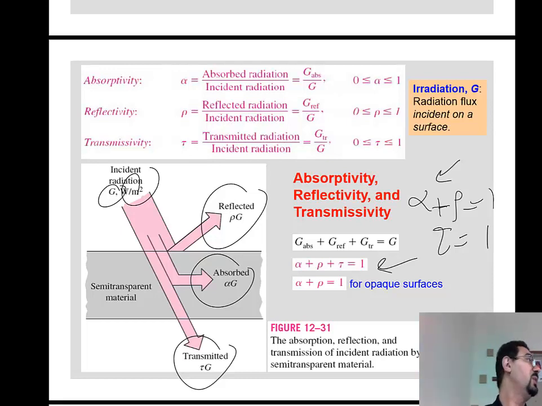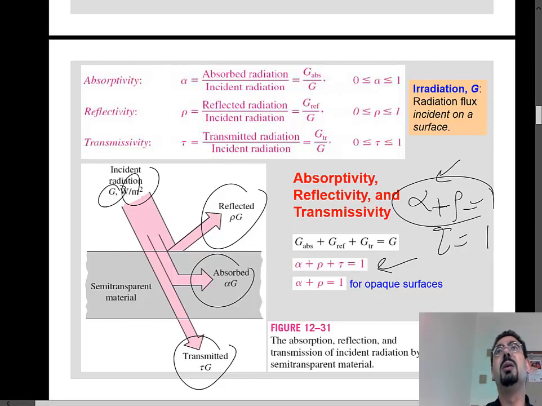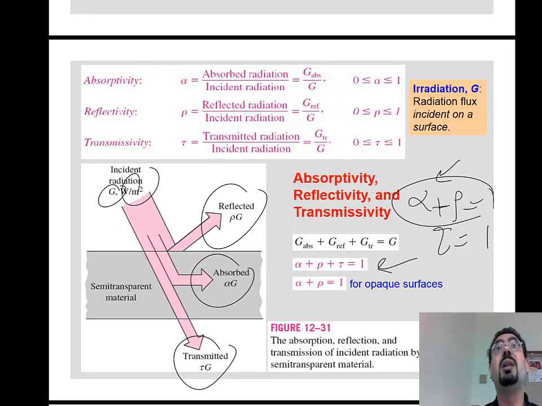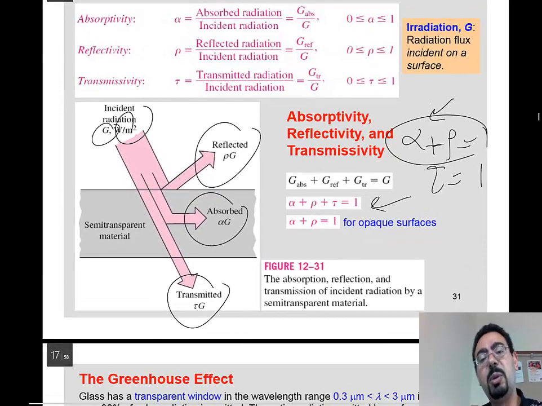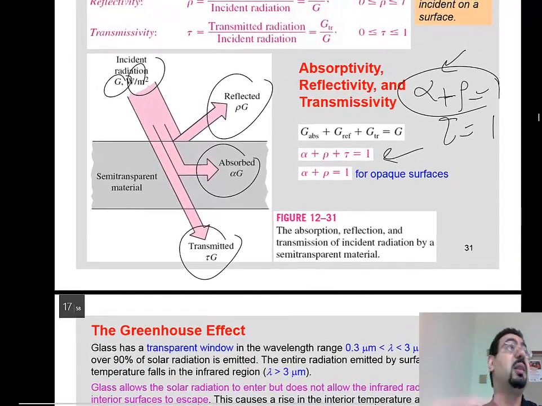So an opaque surface is basically something that you cannot see through. The radiation cannot go through. So of course, alpha plus rho would be 1. I mean, it will absorb something and reflect something, but it will not be able to let anything go through. All right? So those properties are functions of wavelength, meaning that some surfaces are transparent to some radiation, some wavelengths, but opaque to others.